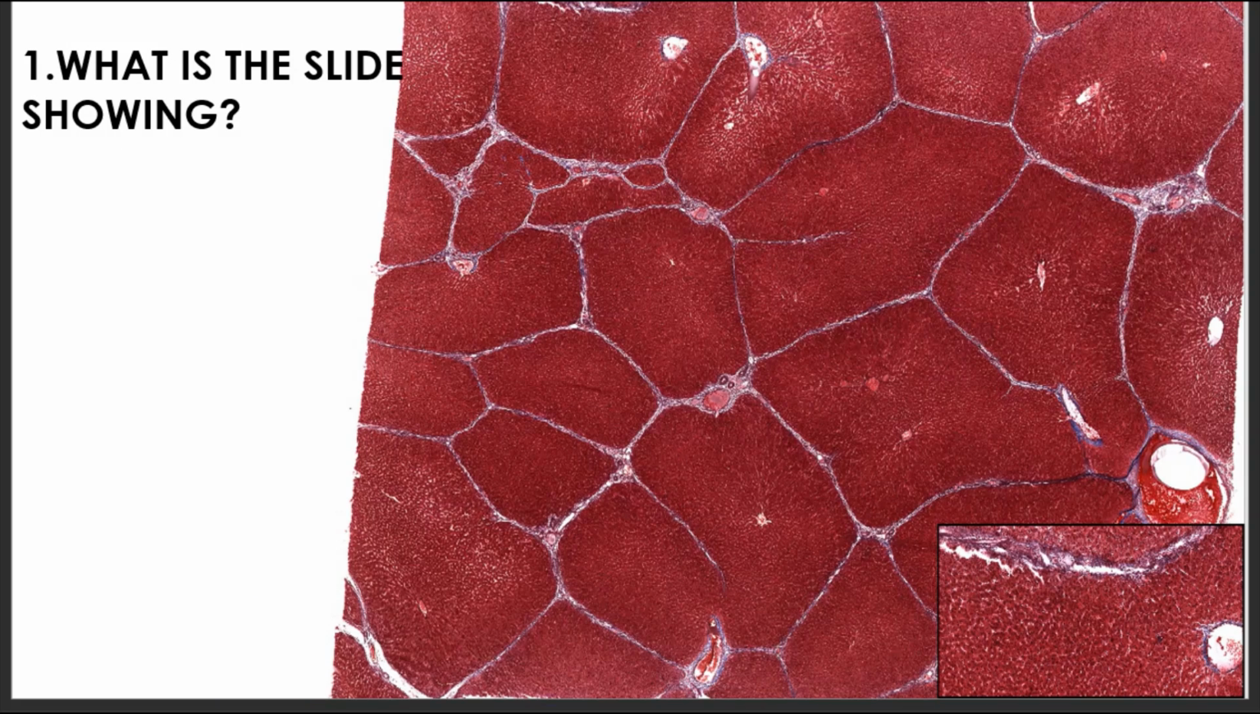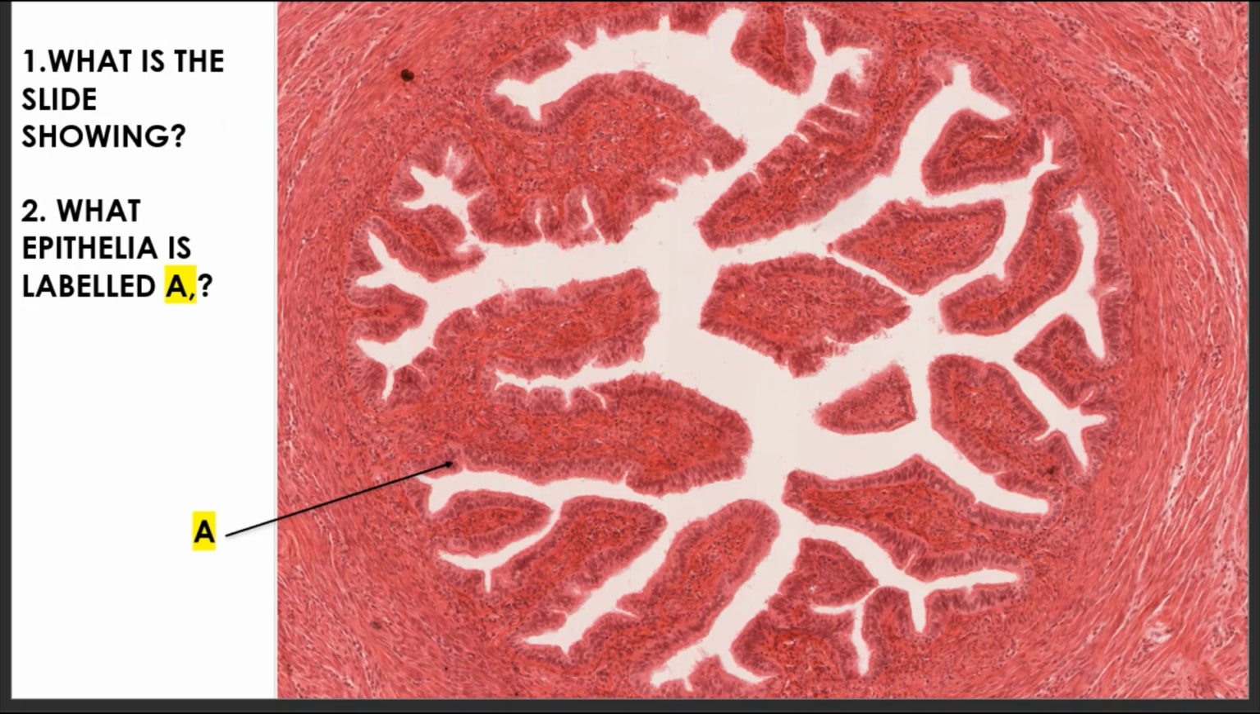What is this slide showing? This slide is very common. This is the liver. How do we know? It has lobules, and where the lobules meet, we find a portal triad here. So we've got a bile ductule, the portal vein and the hepatic artery. So this is the liver.